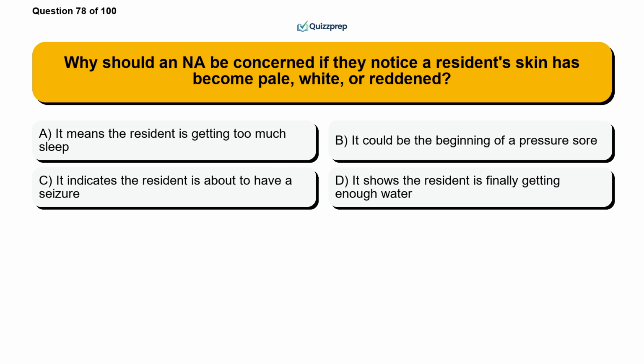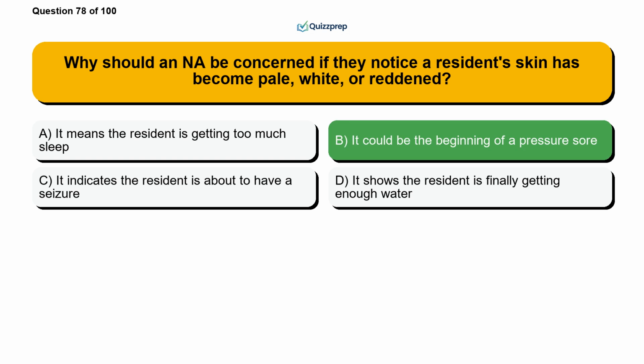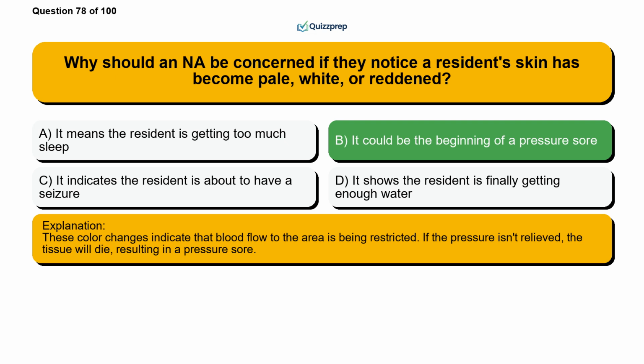Question 78. Why should a NA be concerned if they notice a resident's skin has become pale, white, or reddened? Option A, it means the resident is getting too much sleep. Option B, it could be the beginning of a pressure sore. Option C, it indicates the resident is about to have a seizure. Option D, it shows the resident is finally getting enough water. The correct answer is option B, it could be the beginning of a pressure sore. These color changes indicate that blood flow to the area is being restricted. If the pressure isn't relieved, the tissue will die, resulting in a pressure sore.